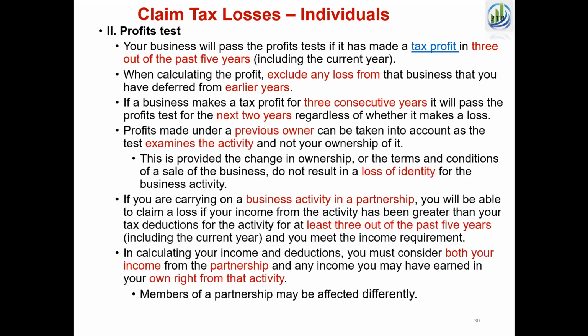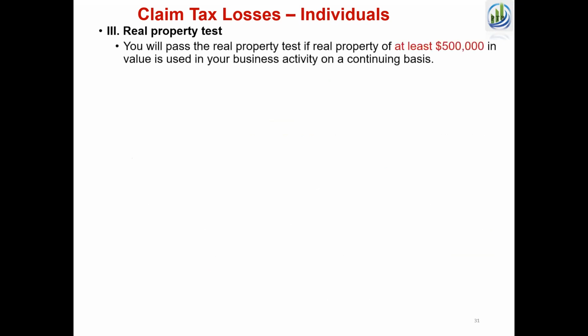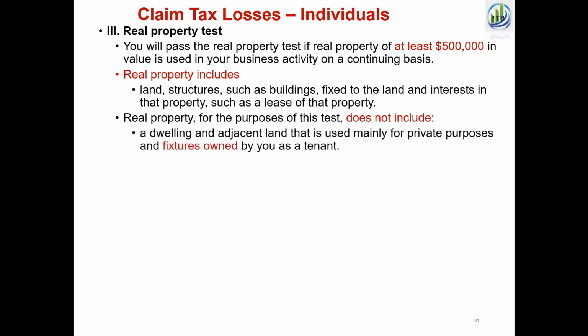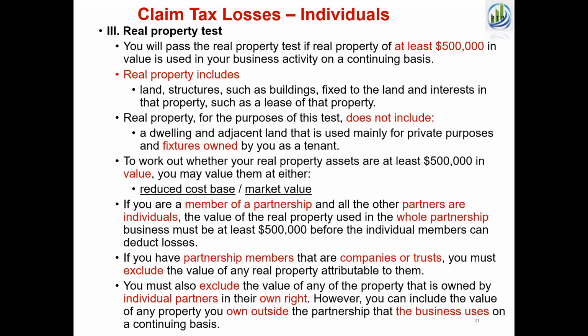Right, so the rest of the stuff you are reading, we will move on to the real property test. As I said, $500,000. Your real property includes land and structures, buildings and fixtures and fittings. That's one. It does not include your personal house or personal property, not part of this one. And you want to work out what is the market value of the property at that time.